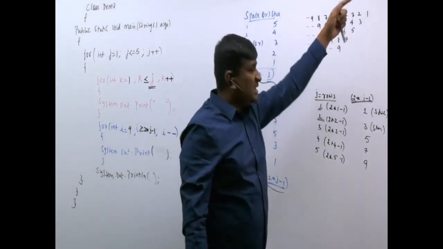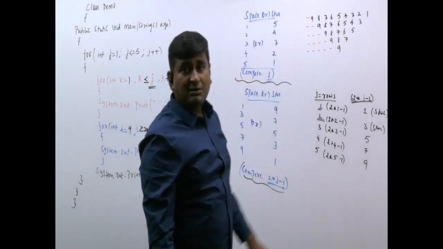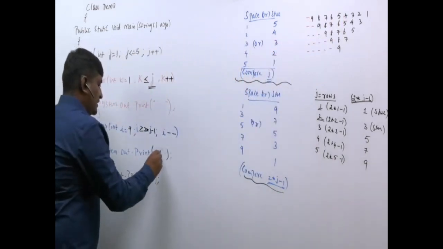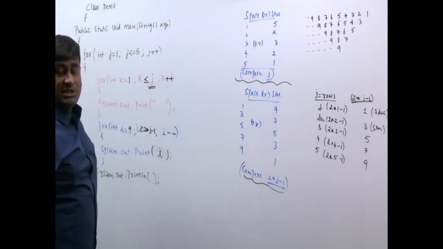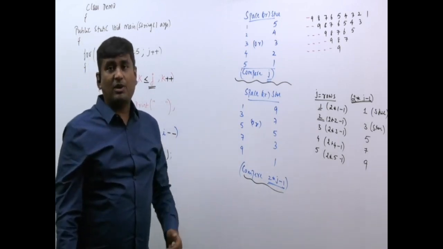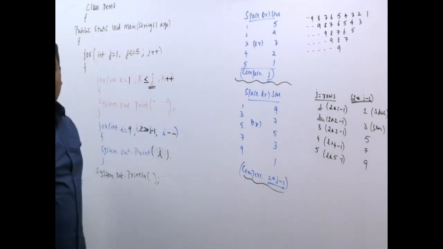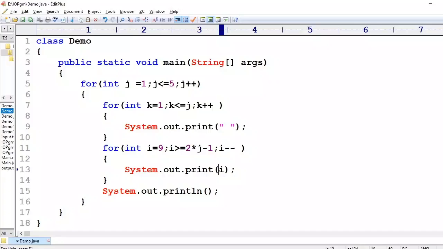In a row, if all the numbers are the same, compare with J. If it is changing, compare with what? I. Hence, simply compare with I. So with these shortcut techniques, easily you can write the programs. If I execute, that will be the output. Have a look at it.